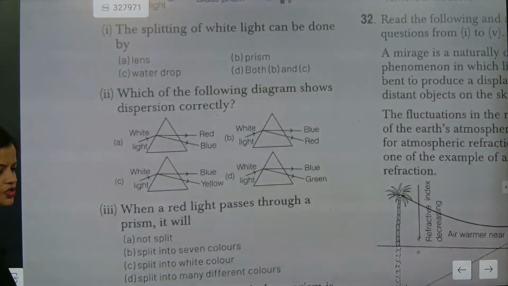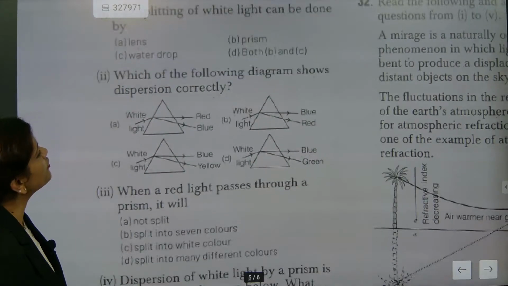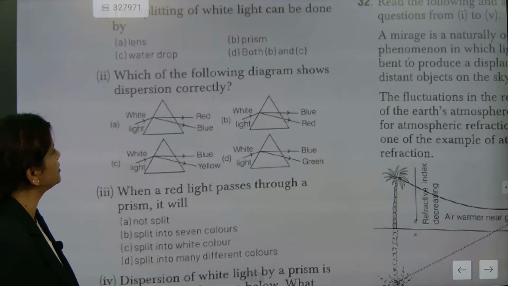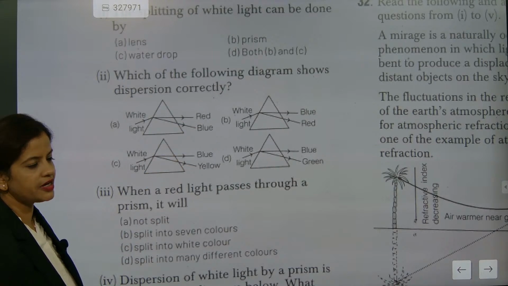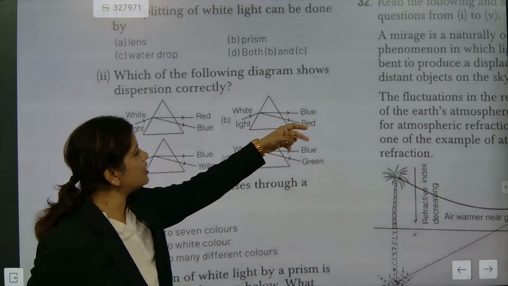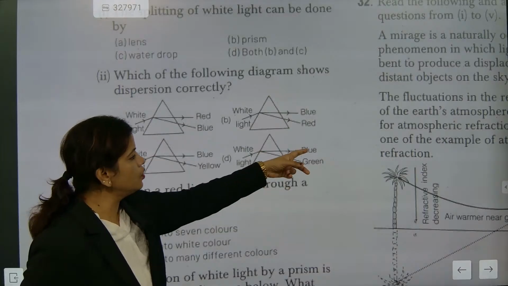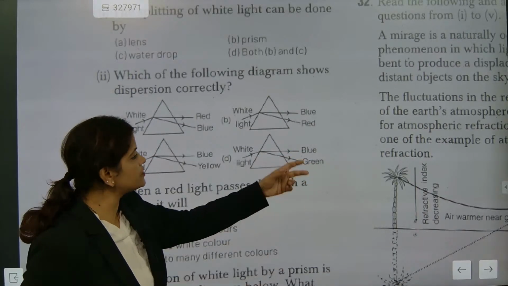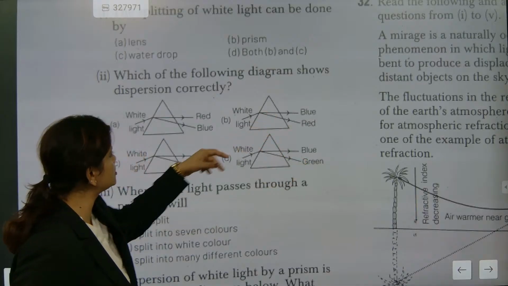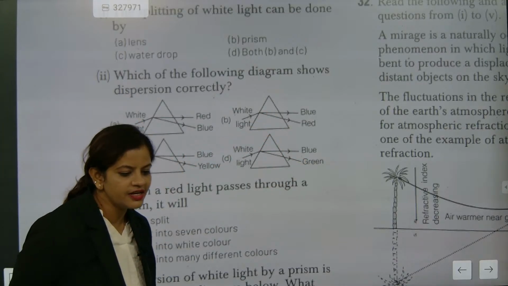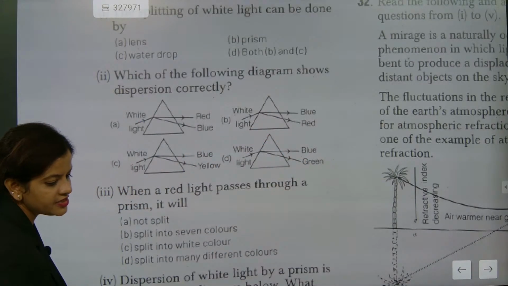Now come on, children, go for the next question. Which of the following diagrams shows dispersion correctly? Red color, blue color after that. Blue color, yellow color after that. This is not correct. Blue color, red color after that. Not correct. Blue color, green color after that. First will come B, I, B, after that G will come. So definitely this is wrong, this is wrong, this is wrong. The correct answer is A. What is the correct answer?